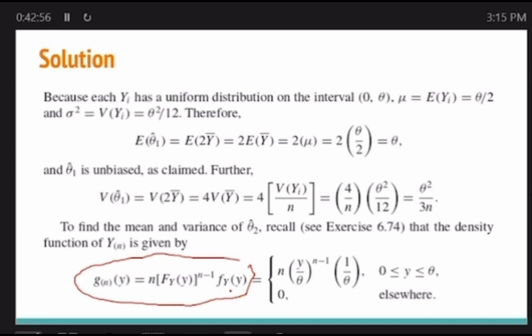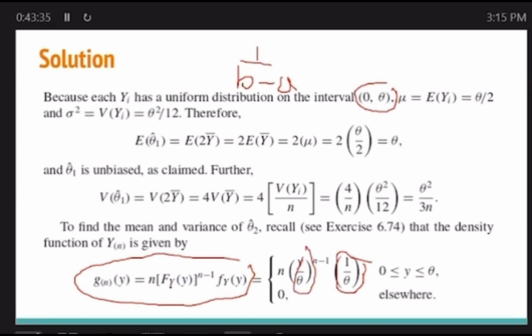When you take a look at the interval given, uniform is 1 over b minus a, if you remember from lower level statistics. Here your b is theta, your a is 0, so the lowercase f of y will be 1 over theta. That is why you see 1 over theta. Then what is the CDF? The CDF of 1 over theta is just y over theta. That is why you see this, y over theta.